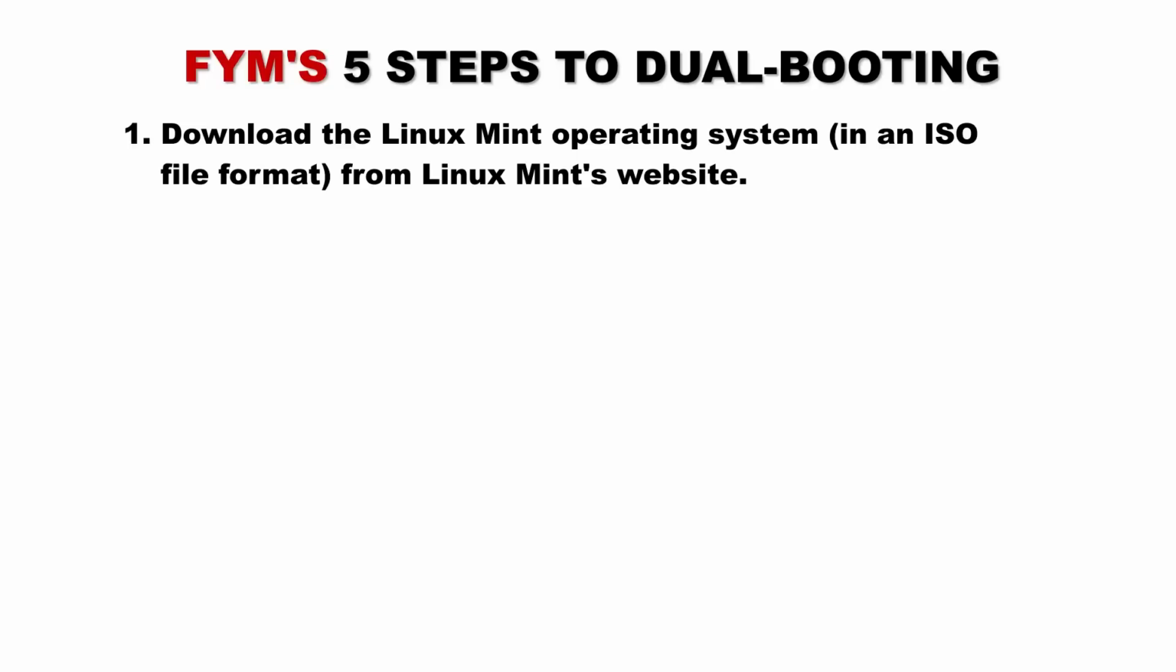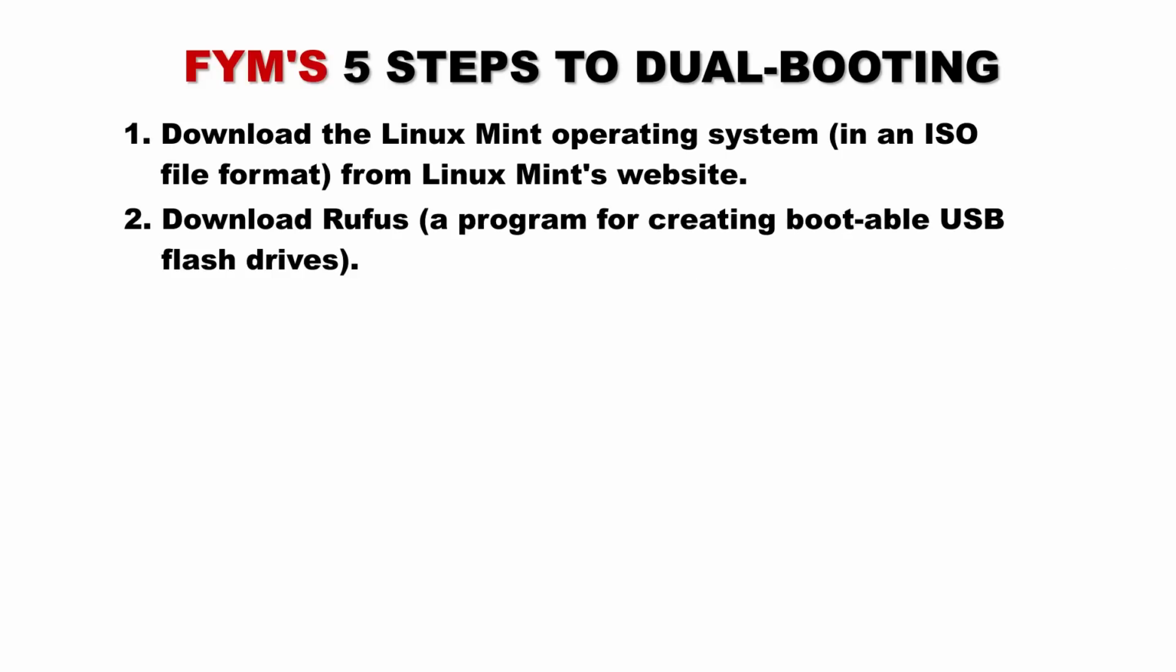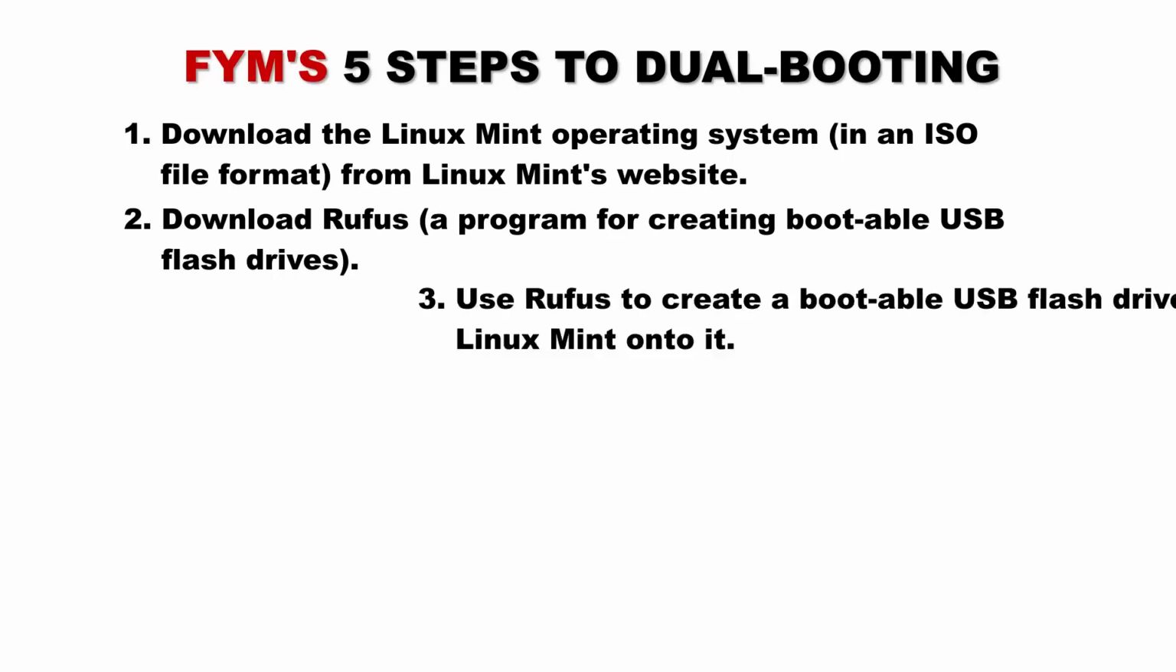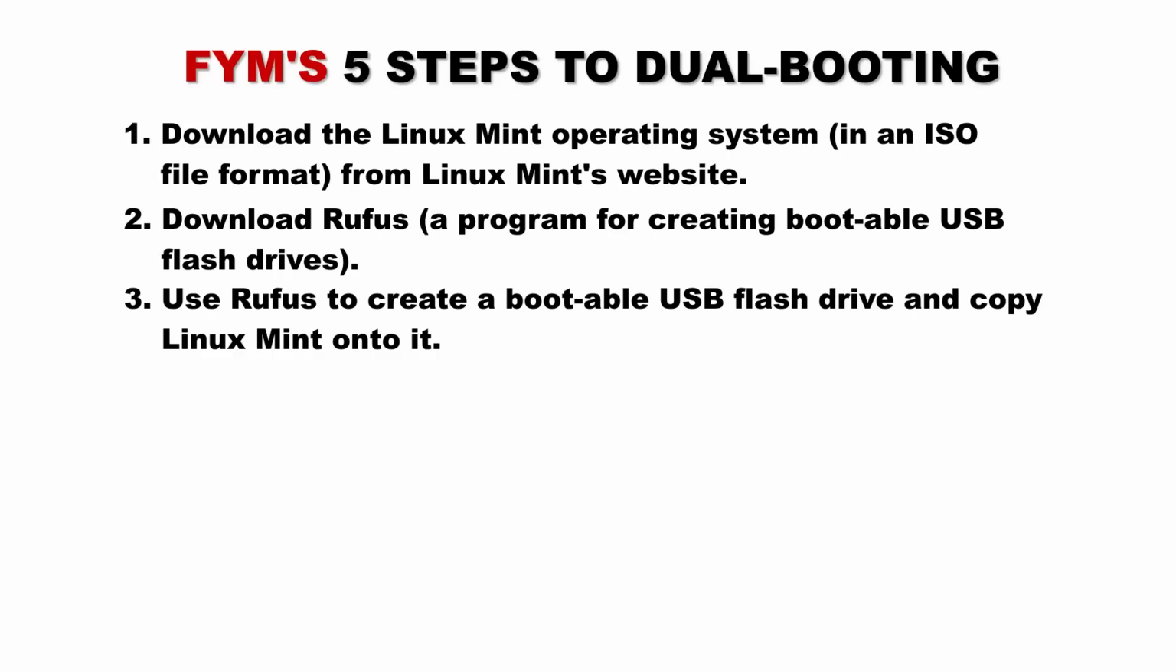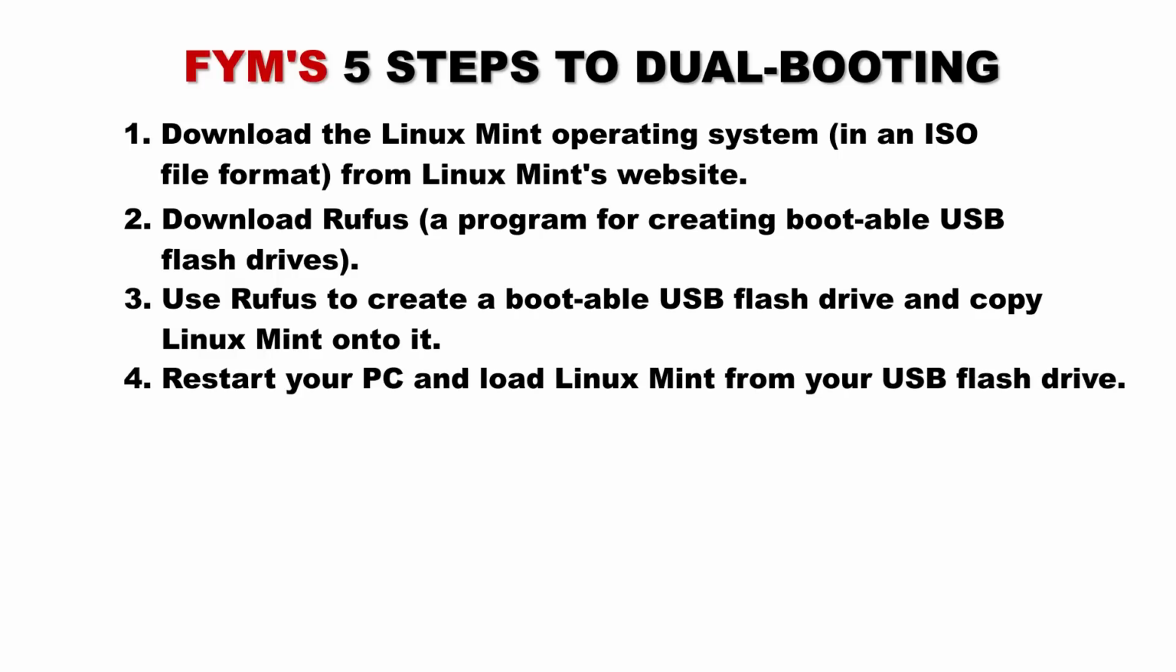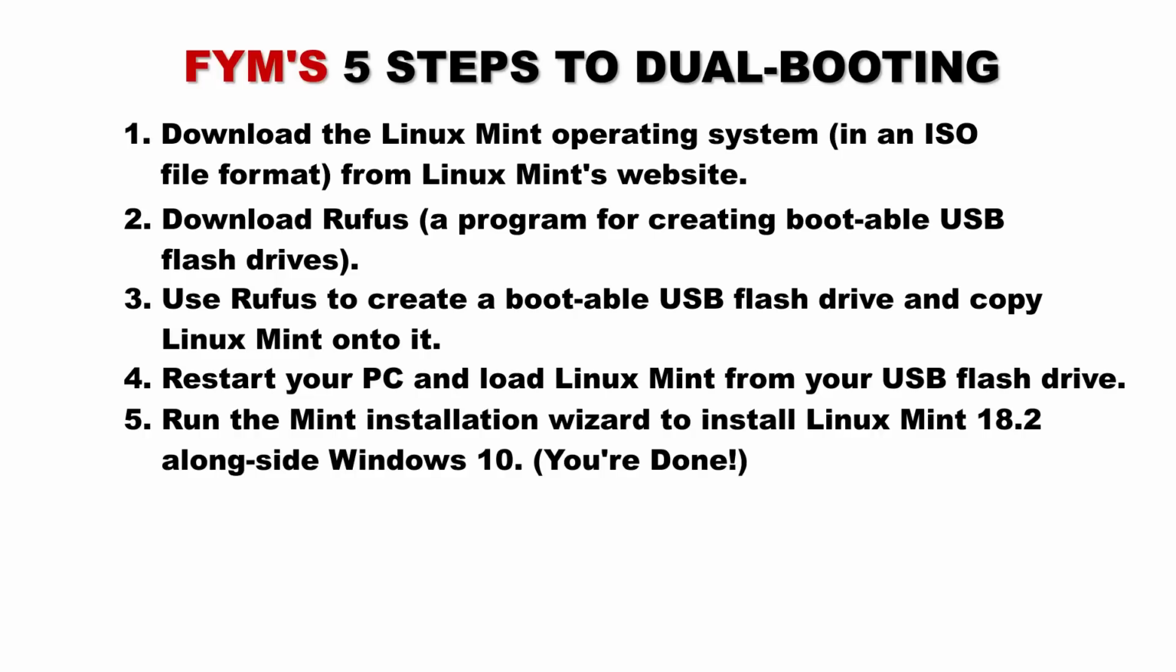1. Download the Linux Mint operating system in an ISO file format from Linux Mint's website. 2. Download Rufus, a program for creating bootable USB flash drives. 3. Use Rufus to create a bootable USB flash drive and copy Linux Mint onto it. 4. Restart your PC and load Linux Mint from your USB flash drive. 5. Run the Mint installation wizard to install Linux Mint 18.2 alongside Windows 10, giving you the best of both worlds. You can pause this video at any time if you need to.